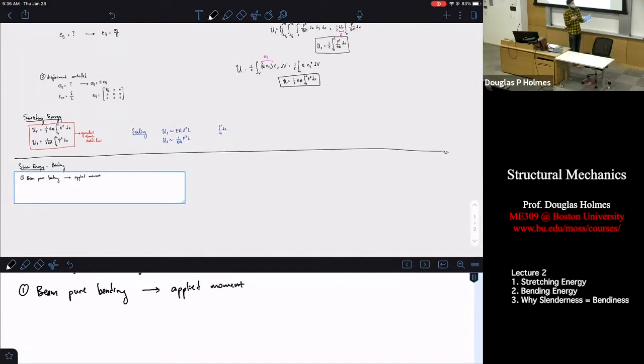Does anyone remember the stress in a beam when you apply a bending moment? I will interpret your silence to mean negative My over I. Better? Ringing a bell a little bit? If you recall, we could get a little bit more technical and say that moment is actually being applied in a certain direction. So let's go back to our beam.